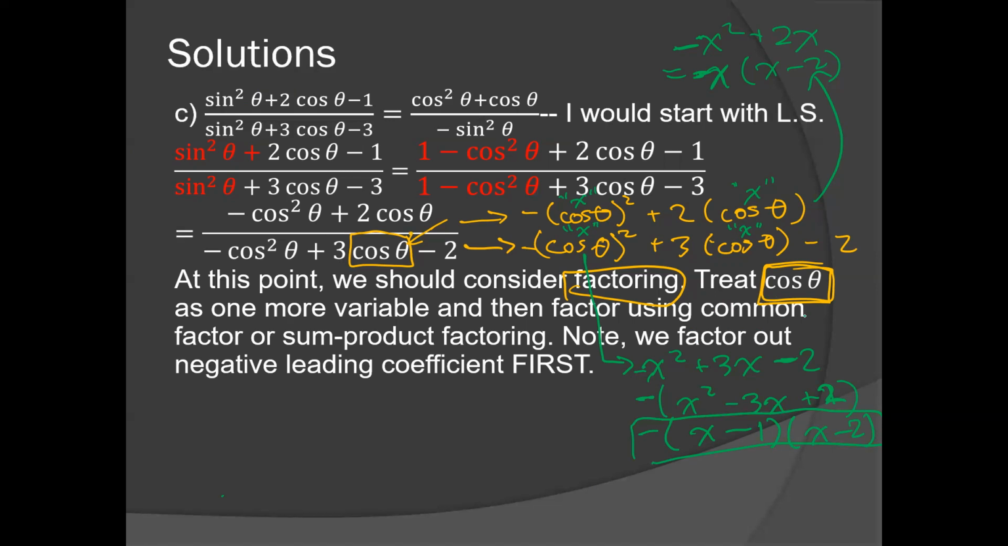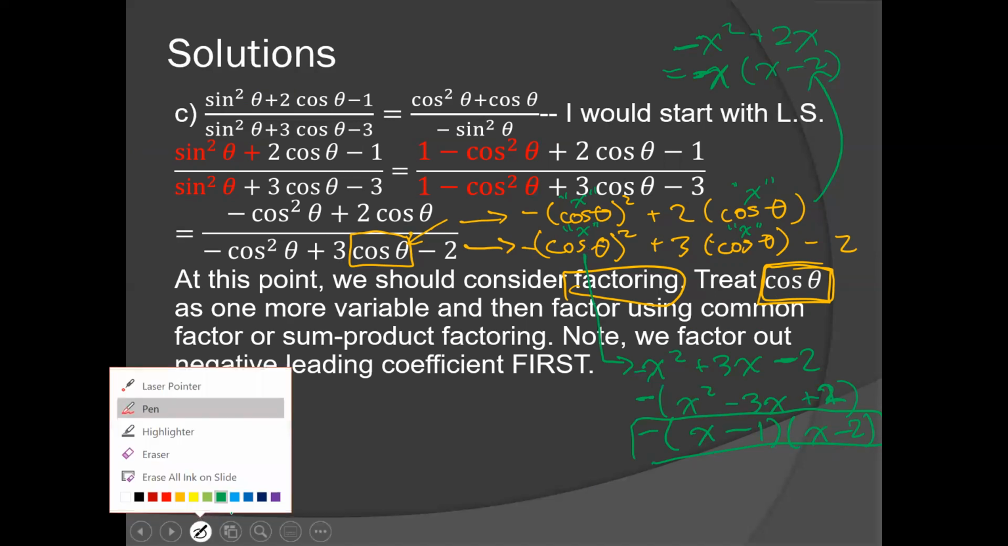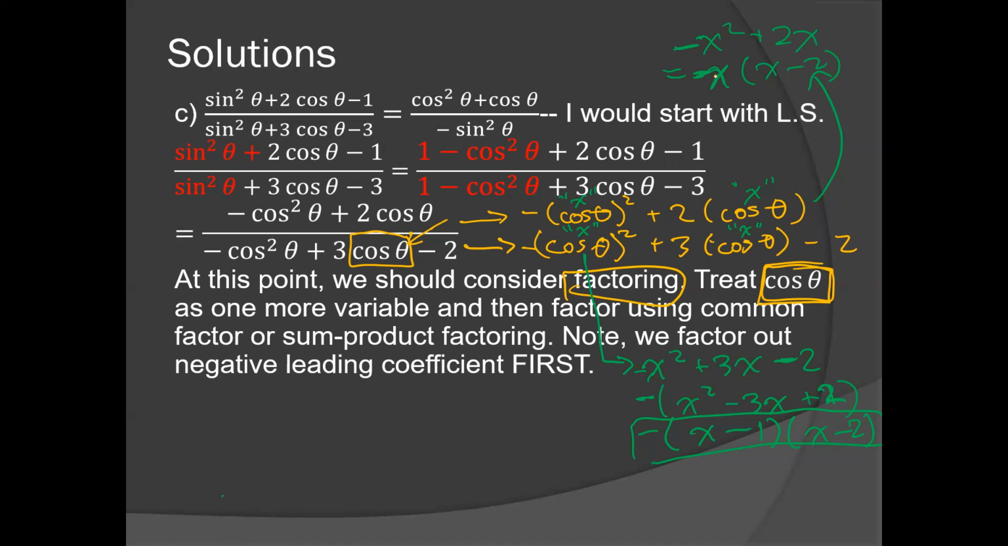So I already factored it out. What's the only difference here? Instead of having an x, I'm going to replace the x with cosine theta. So every time I see x, I'm going to rewrite it as cosine theta. I go back up to my factored expression, and every time I see x, I rewrite that as cosine theta, and the same with this one, and this one, like that.